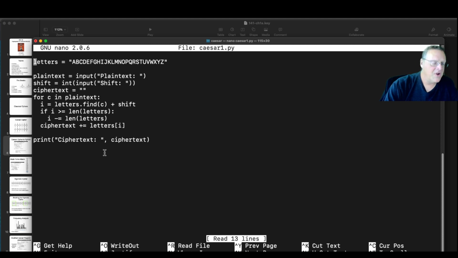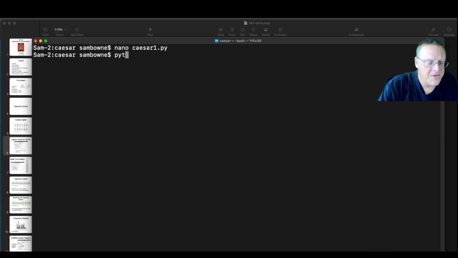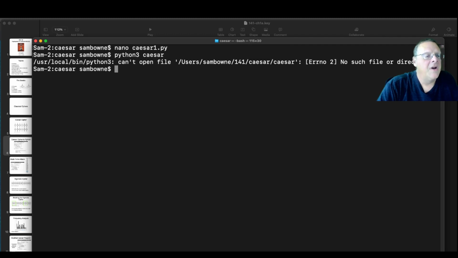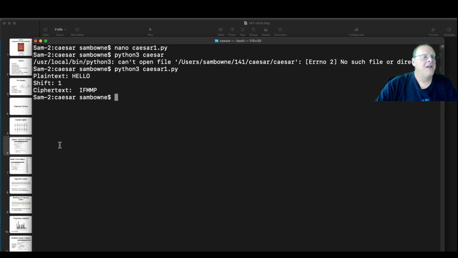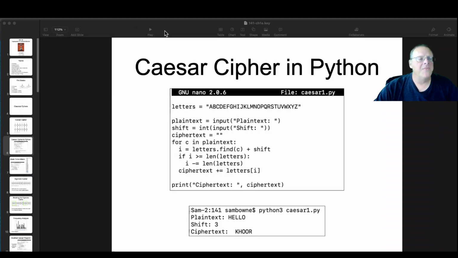Anyway, so I can run this thing. That's Python 3. So python3 caesar1. All right. So if I put in hello and I shift it by 1, it turns into IFMMP, moving every letter forward 1 and so on. So that's the joy of the Caesar cipher.